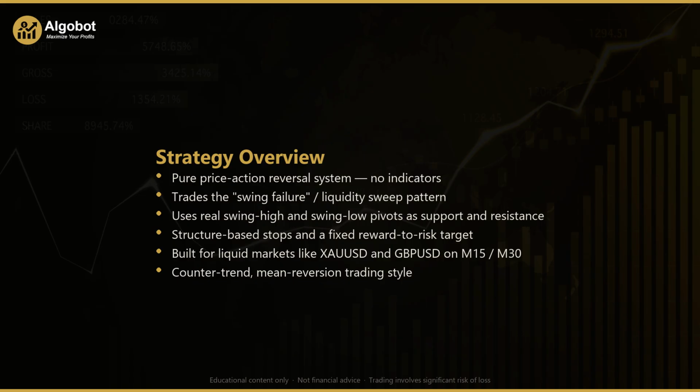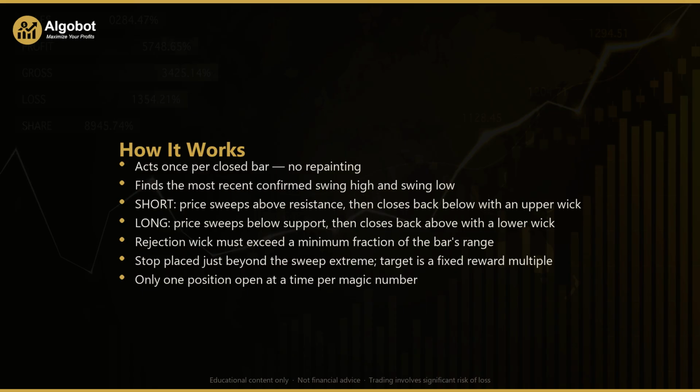Think gold, which is XAUUSD, or the British pound against the dollar, GBPUSD. It works best on the 15-minute and 30-minute time frames. In terms of trader personality, this suits someone who likes counter-trend, mean reversion style trading rather than chasing momentum. Remember, this is educational content designed to help you understand the mechanics. It is not a promise of any particular outcome. Now let's get into the exact mechanics, step by step.